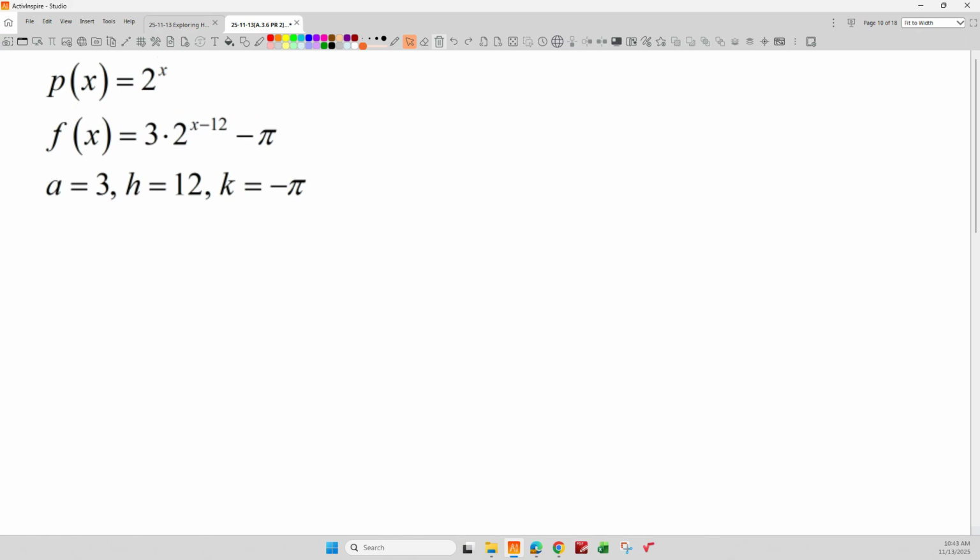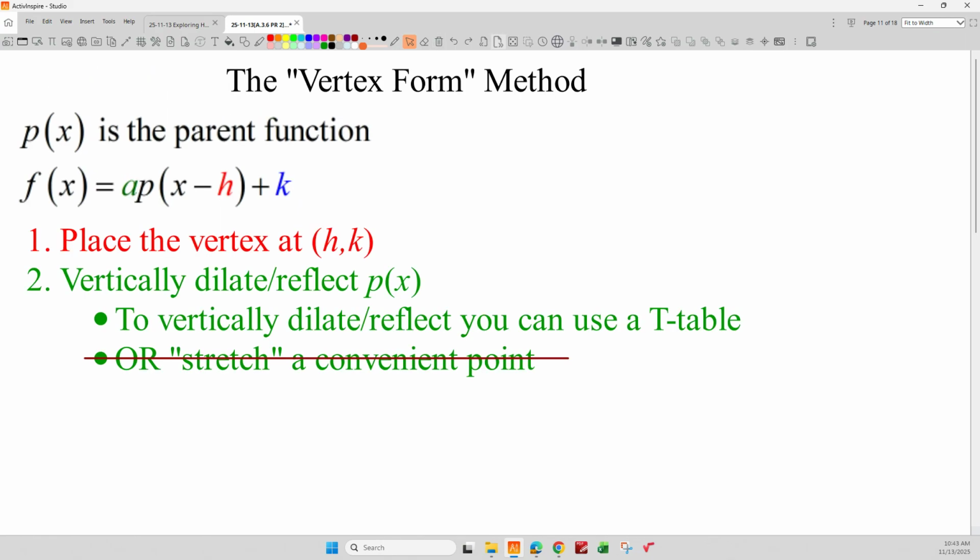Okay. So now let's practice graphing these things, right? And so we're going to use what's called the vertex form method, which makes it easy. By finding the values of h and k, we know where to place the vertex, which gives us the location of our function. And we're going to be using absolute value functions to begin with. Okay, what do we do next? Well, we got to get the shape of this thing.